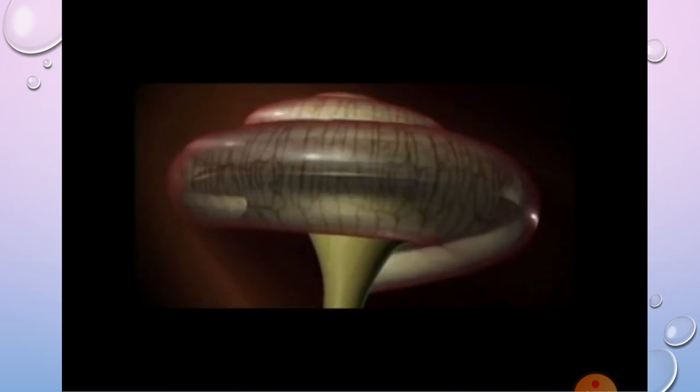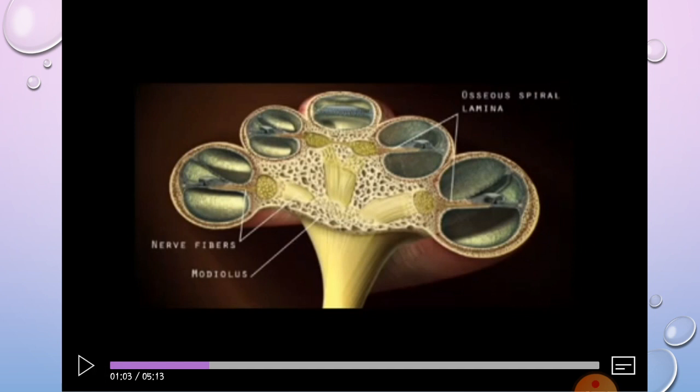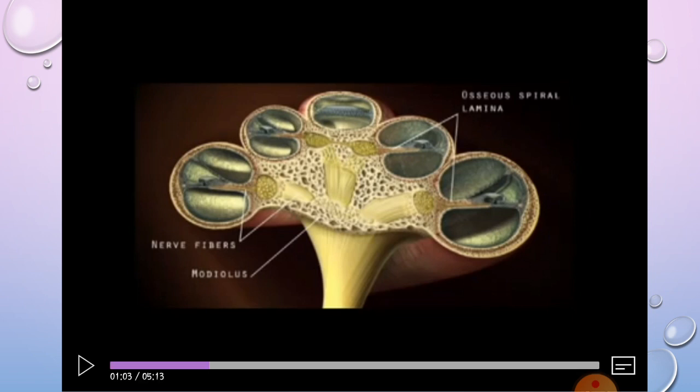You can see this central portion. Now, in this diagram you can see the section of the cochlea, in which the section of the cochlear canal and the cochlear ducts have been shown. The osseous spiral lamina have been shown. The basilar membrane, the vestibular membrane have been shown. The scala vestibuli above and the scala tympani below.